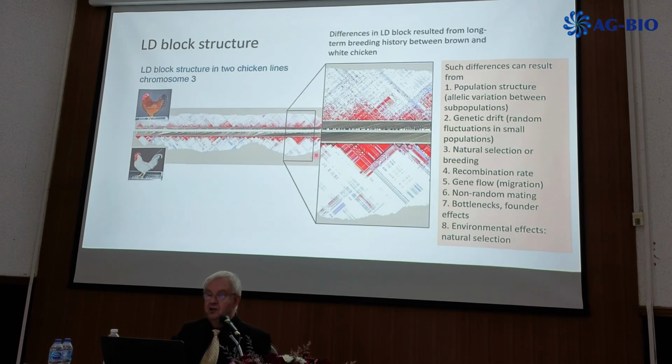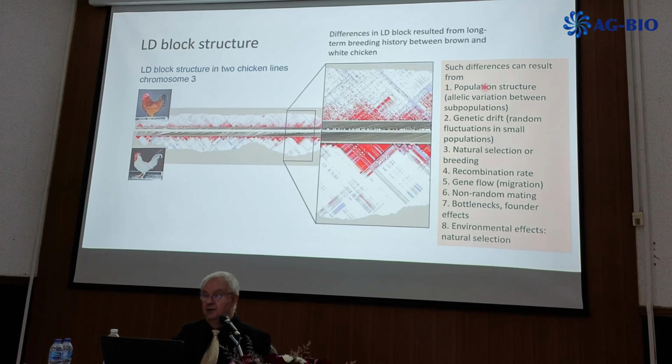Now I found, and this is my only picture which is not plant related, a very nice example of linkage disequilibrium and what we call the LD block structure between two strains of chicken. One is brown and one is white. They are completely different strains. And if you compare the LD block structure, you see very different LD blocks resulting from a long-term breeding history between the brown and the white chicken.